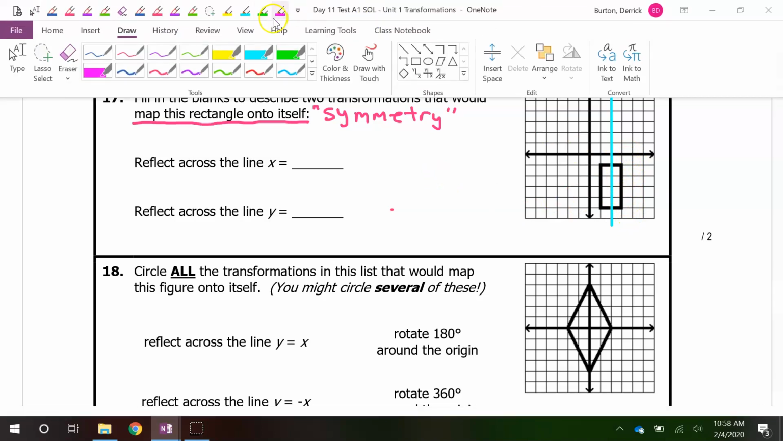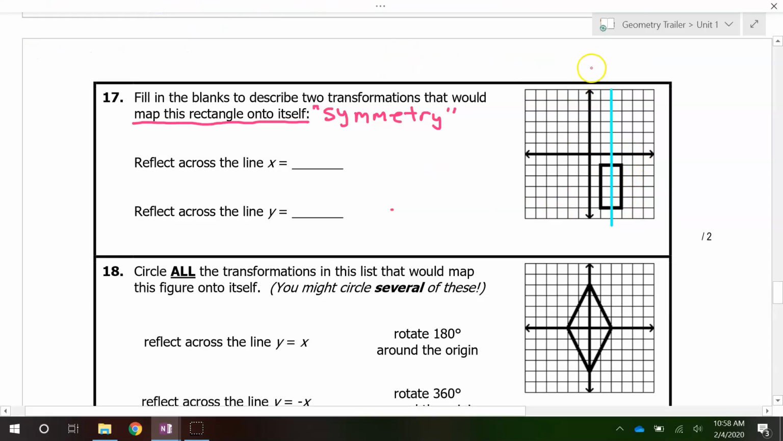A vertical line actually has the equation x equals something. So this is the line x equals 2. A reflection across the line x equals 2 will map the rectangle back onto itself. The left side would fall onto the right side, and the right side would fall back onto the left side. And in the end, it would still look the same.